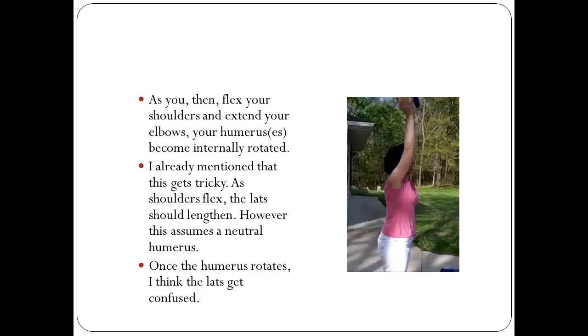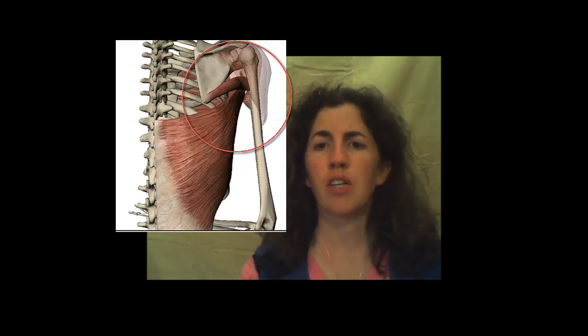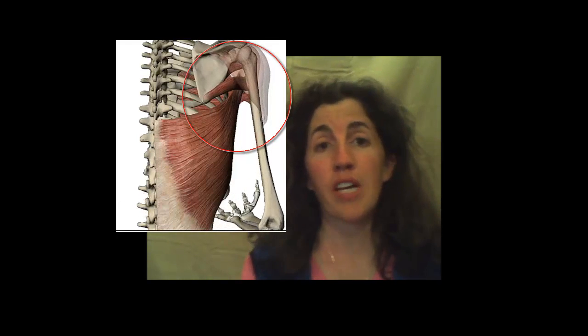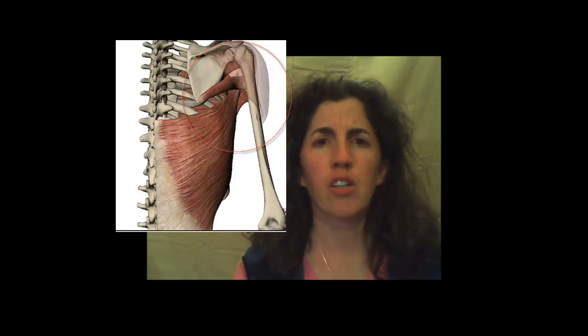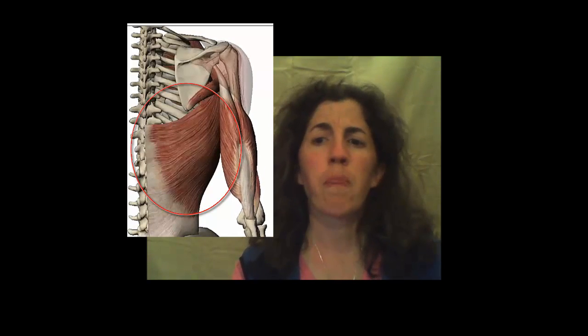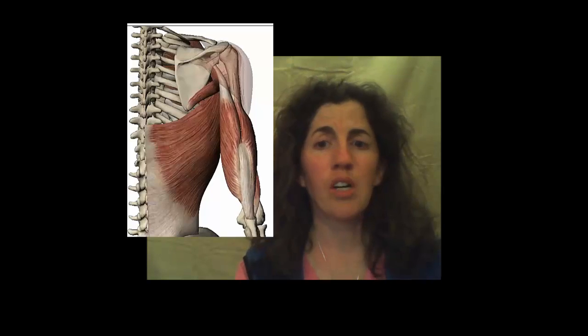However, this assumes a neutral humerus. Once the humerus starts to rotate, I think the latissimus dorsi gets confused. When looking at a computer application called 3D Muscle Premium 2, the artistic rendering of the lats suggests that internal rotation within this muscle only occurs in the upper fibers of the lats. Shoulder extension and adduction use the entire length of the muscle. So if all the extension and adduction fibers are already as tight as can be, it doesn't leave much room for the superior fibers to get shorter and tighter.